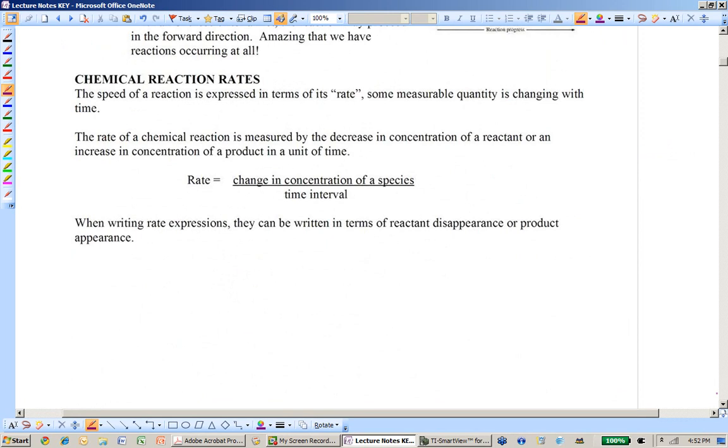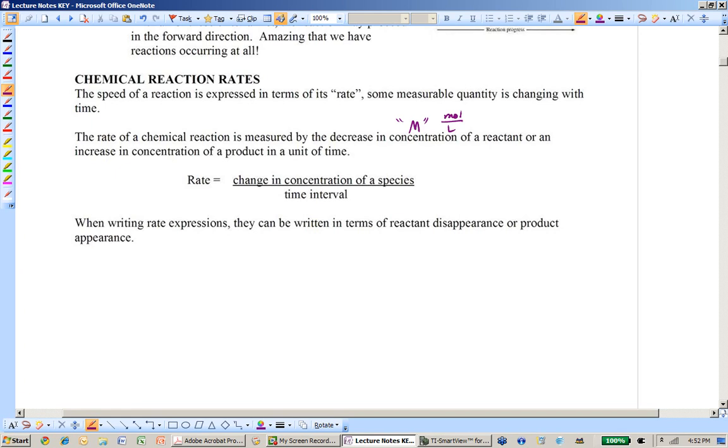Chemical reaction rates. The speed of a reaction is expressed in terms of its rate. We already talked about that, change in some measurable quantity over time. The rate of that reaction is measured by the decrease in concentration, because we love our molarity, so think molarity, think mole per liter. Your book may use either symbol.